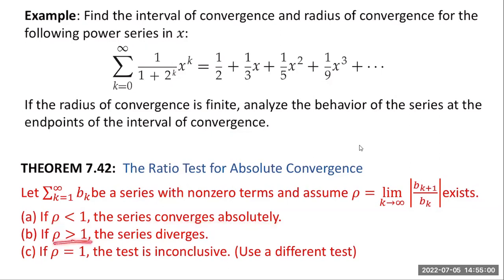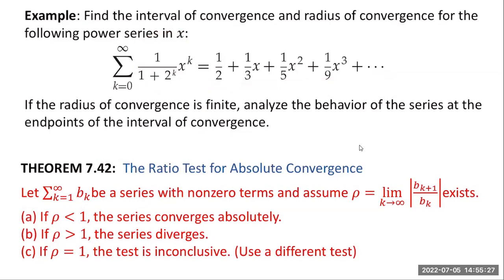If the value of rho is greater than 1, the series diverges. If the value of rho is equal to 1, then the test is inconclusive. Okay, so we will be using this theorem to determine the interval of convergence for this series. As you can see, all the criteria for this theorem are satisfied. We have non-zero terms in this series.